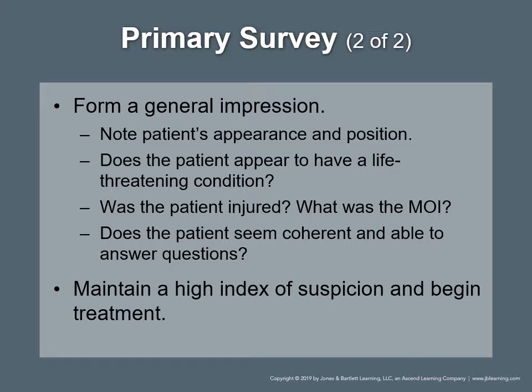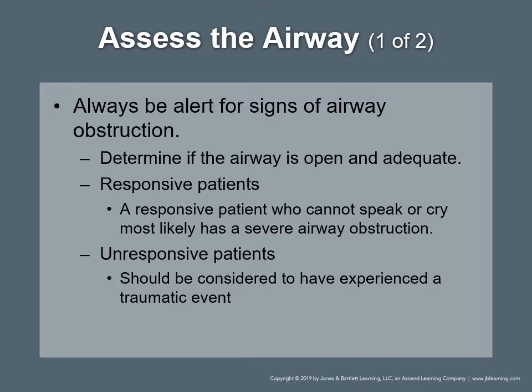And then based on that general impression, before we even get a lot of information, we can have a high index of suspicion for major problems or life threats, and then treat them. Okay, after we've formed our general impression, we assess the ABCs. And the first thing we do is airway assessment. So always start with your airway. Is it open or patent? Is it maintainable? Is the patient able to keep his airway open?